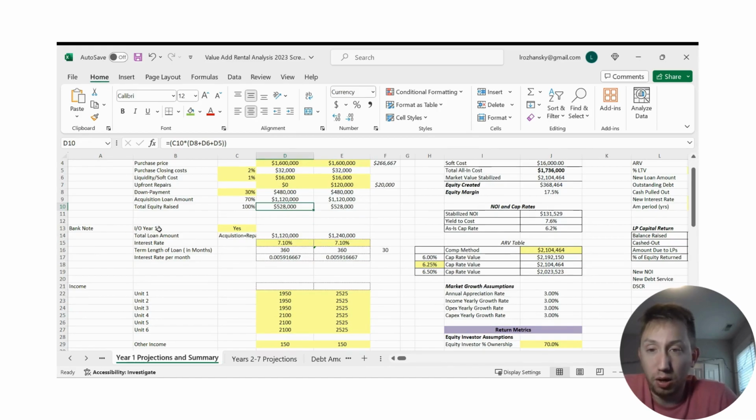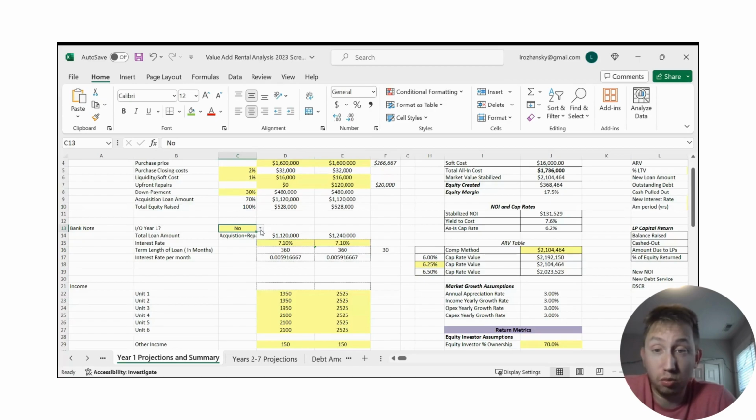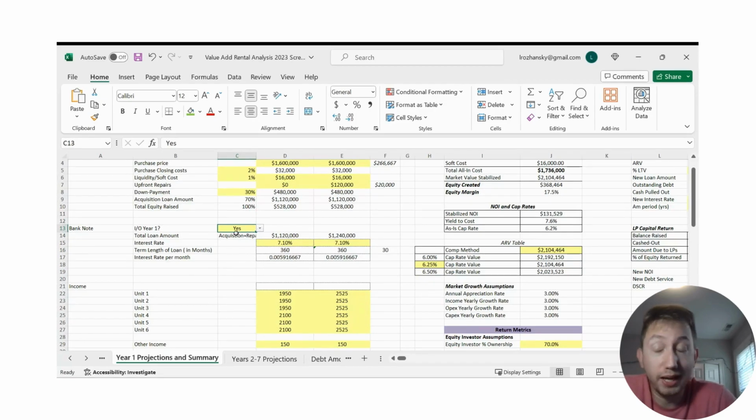Next, we're going to go to bank note, right? So this is our debt. Now, here we go. The first assumption is interest only year 1. So you can select yes or no. If you do no, then basically you're going to make full amortizing payments year 1. Usually we get 12 months interest only, especially on value add deals. So that's why it's typically yes.